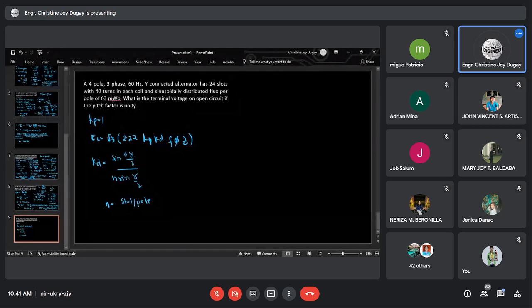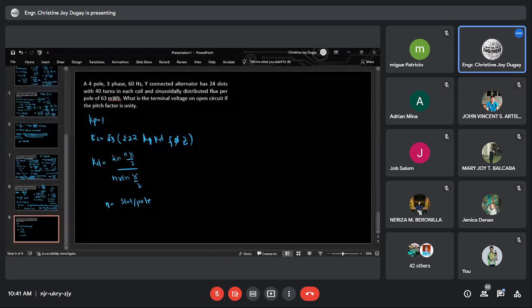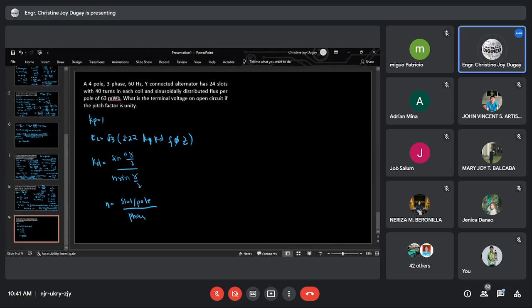Per phase, no? So, ang slot per pole po natin, 24 slots per pole, which is 4 pole. And then divide nyo siya sa 3. So 24 divided by 4, that is 6. Divide 3, that is 2. Tama po ba? Yes or no? Yes, ma'am.